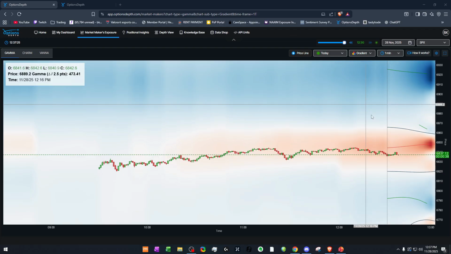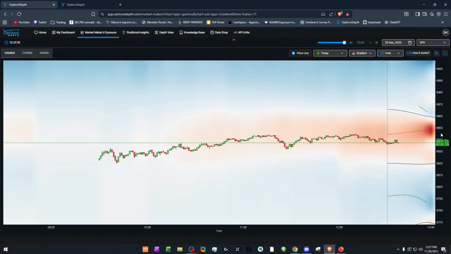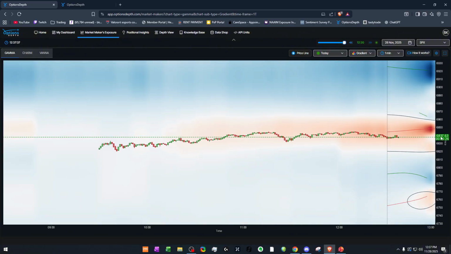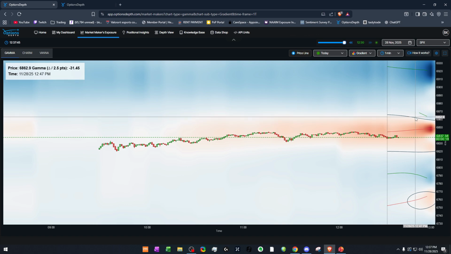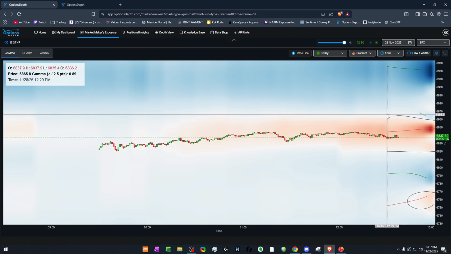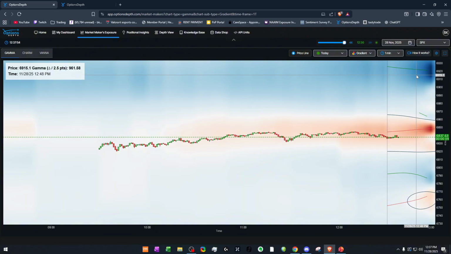Not really a good example because it's a half day and no one's really trading, but basically what this shows is the gamma environment that we're in. The red-ish background means we're negative gamma. This black solid line is the flip from negative to positive gamma. The green lines that you see are local gamma peaks.